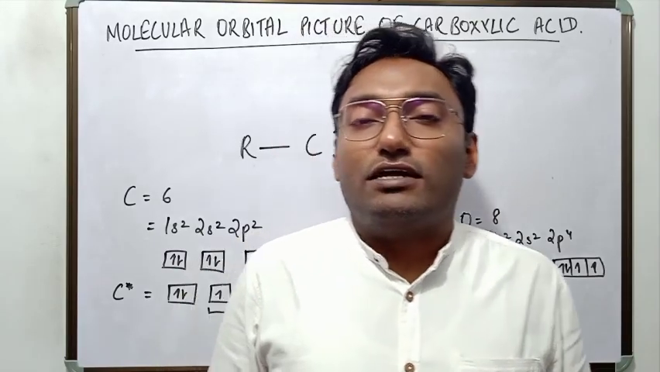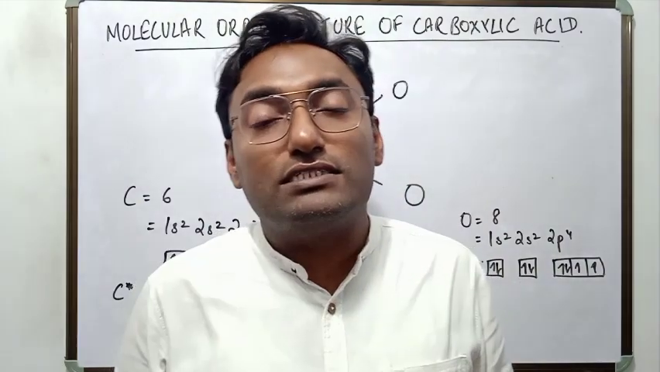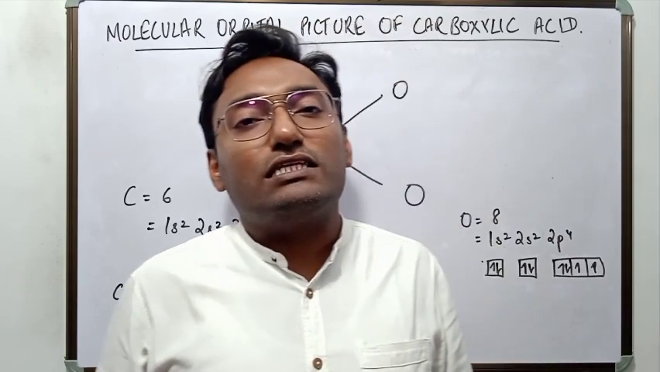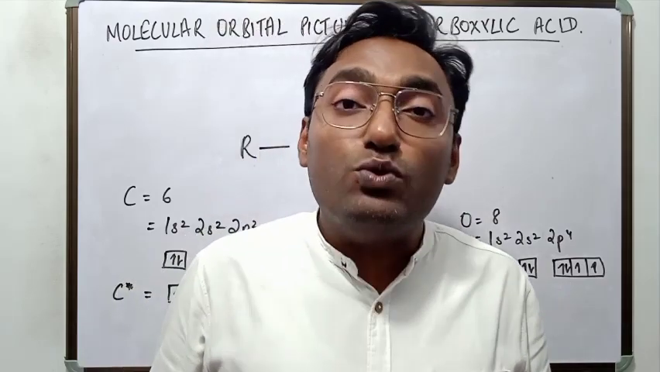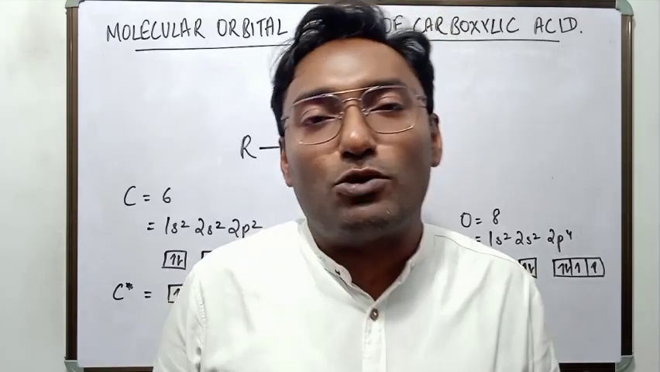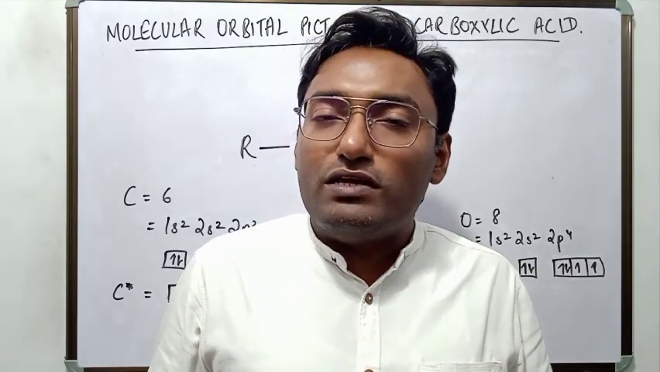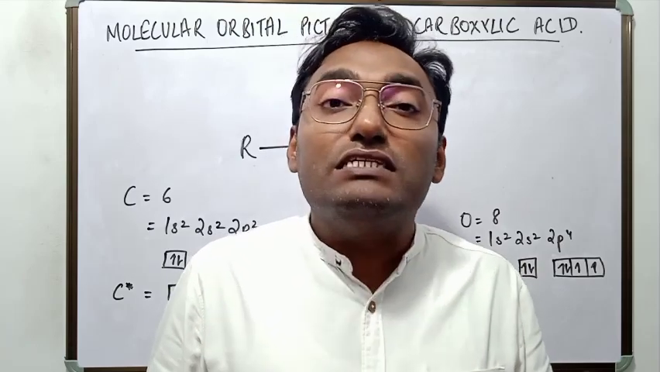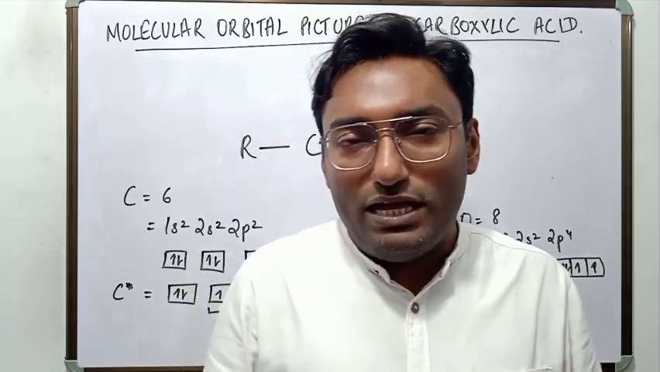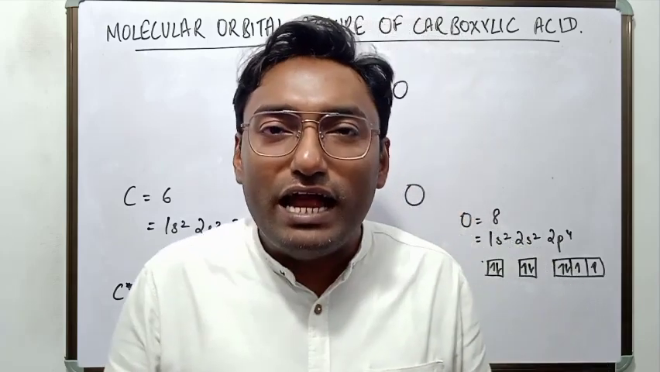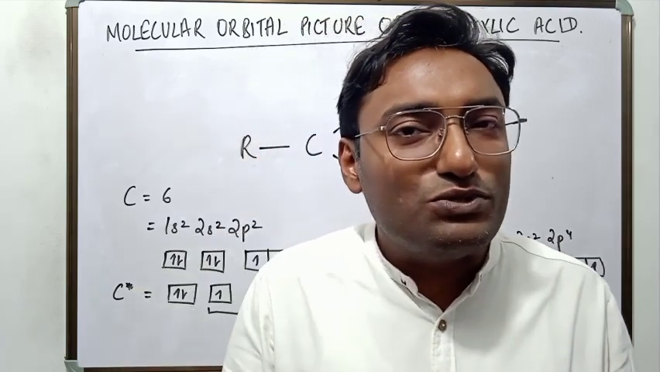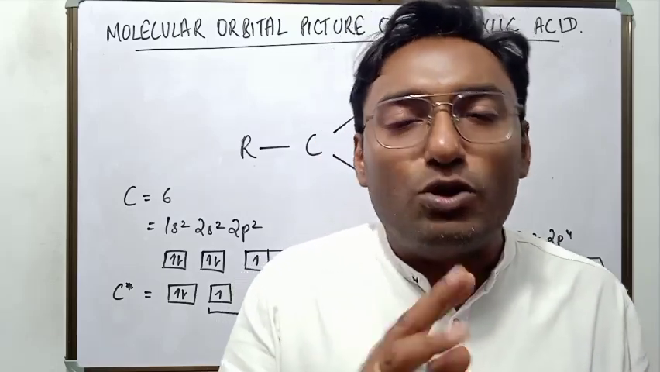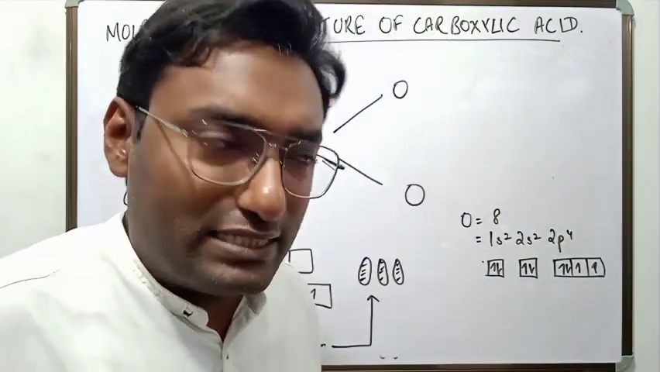Welcome to the class. Dear students, today we are going to discuss the molecular orbital structure of carboxylic acid. On discussing the same, we will try to prove how resonance takes place in carboxylic acids. After proving the phenomenon of resonance in carboxylic acid, we will see the effect of substituents on the acidity of carboxylic acid. And then there are certain exceptions to these substituents. We will also look into it. So let us start with the molecular orbital structure of carboxylic acid.